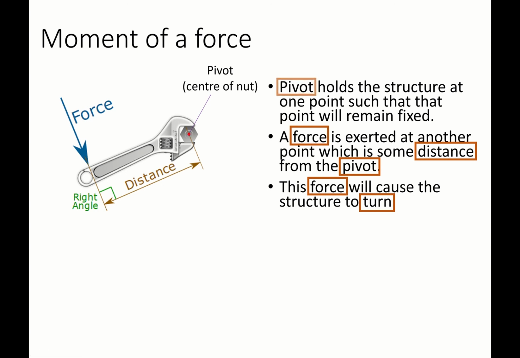Now, the center of the nut is the part where it stays stationary. So when I exert a force on the spanner, the pivot remains stationary. The rest of the structure actually turns about the pivot. Which brings us to the next point.